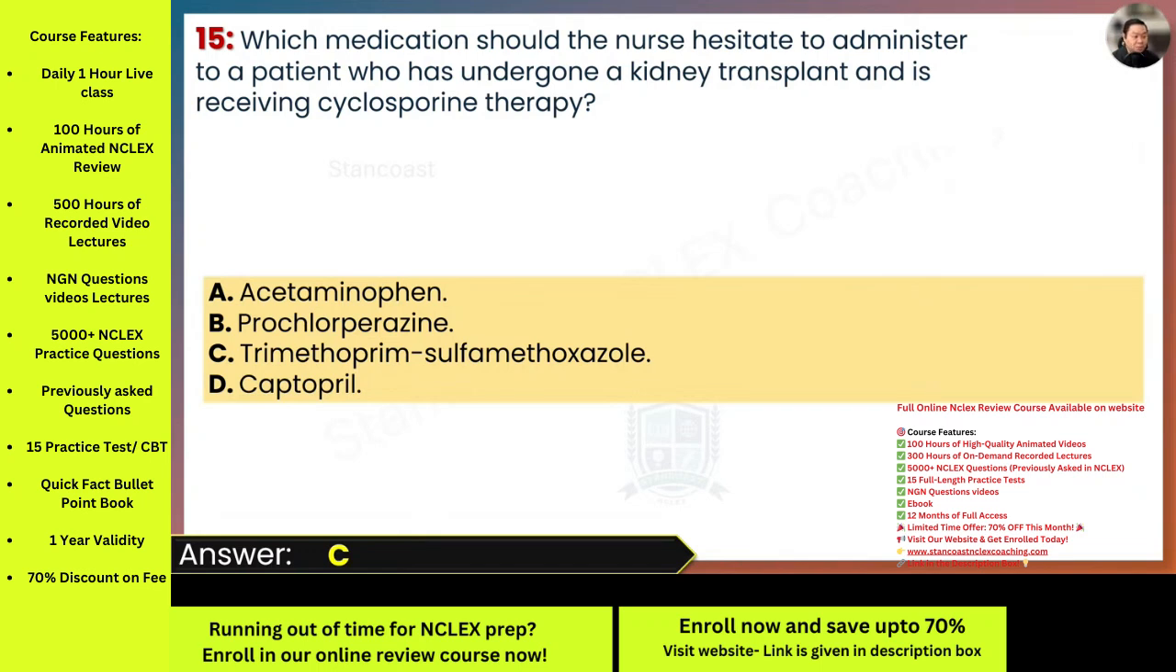For letter D, captopril, which is an ACE inhibitor. This is something that a patient may use for hypertension. But for the patient who has kidney transplant and using cyclosporine, there's no known interaction between the two. Okay, and so we are going to eliminate captopril as well.